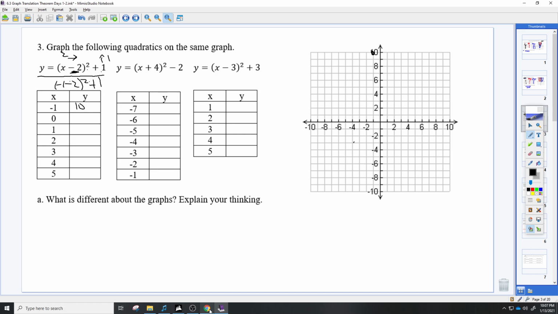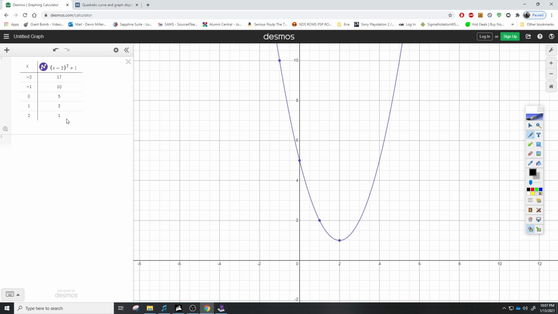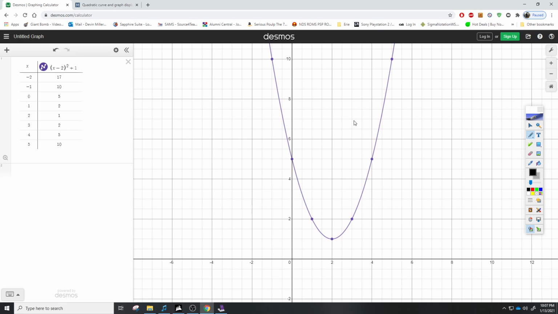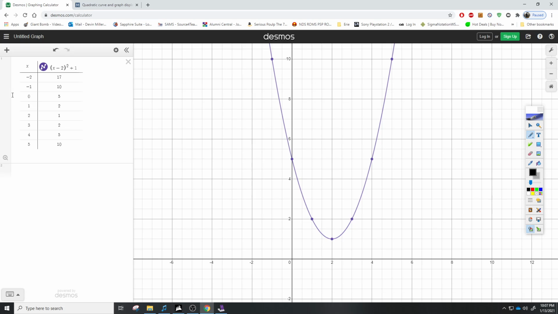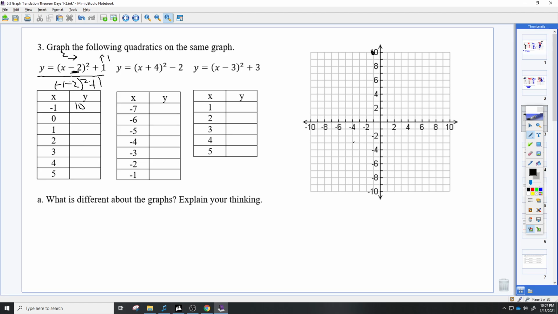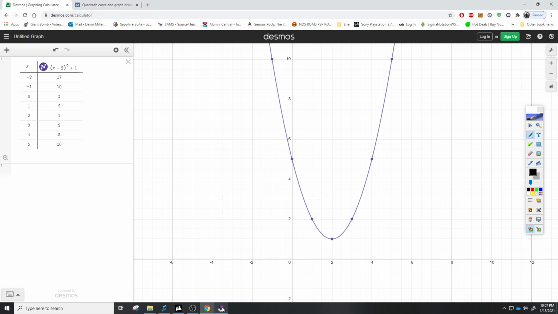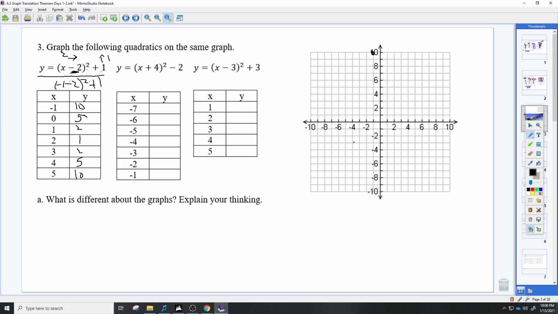All right, so I have 0, 1, and 2. I still have some more numbers to put in here, so I'm going to hit enter on these ones. There's all of them, and they highlight them on here for you. So I'm going to go ahead and fill those in. So we have 5, 2, 1, 2, 5, 10. I think that's what it was. Yep. Then I'm just going to graph it.